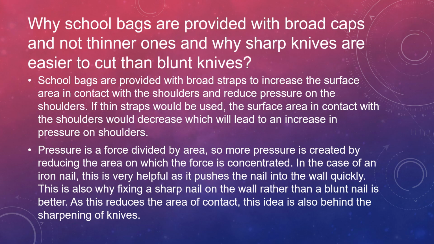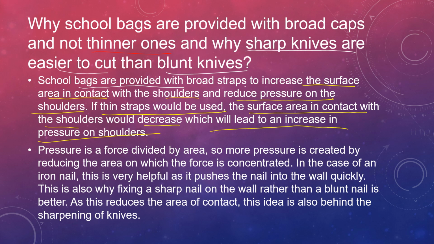Just now we were discussing why school bags are provided with broader straps and not thinner ones, and why it is easier to cut vegetables with sharp knives than with blunt knives. So what is the reason behind that? School bags are always provided with broad straps because the larger surface area in contact with the shoulders reduces the pressure on the shoulders. If thin straps were used, the surface area in contact with the shoulders would decrease, which would increase the pressure on the shoulders. So if the surface area of contact decreases, the pressure on the shoulders increases. To reduce the pressure, the surface area has to be increased.